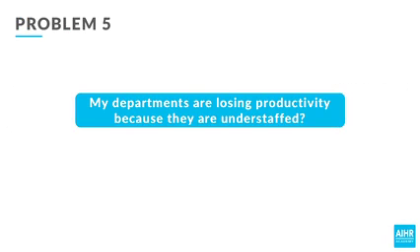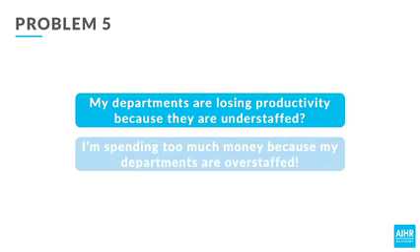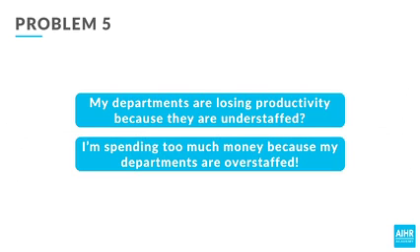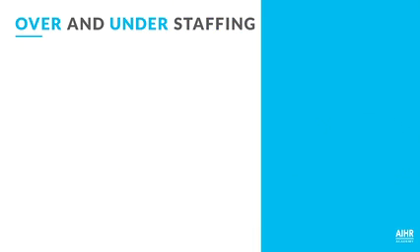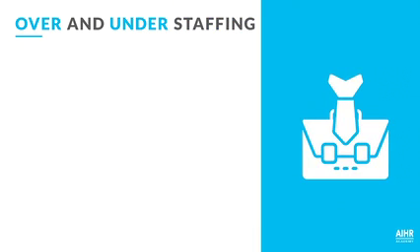Problem number 5. My departments are losing productivity because they're understaffed. Or alternatively, I'm spending too much money because my departments are overstaffed. You have a staffing problem and you think, hey, I think some departments might be overstaffed or understaffed. This is reducing efficiency and in the end, costing the business money.